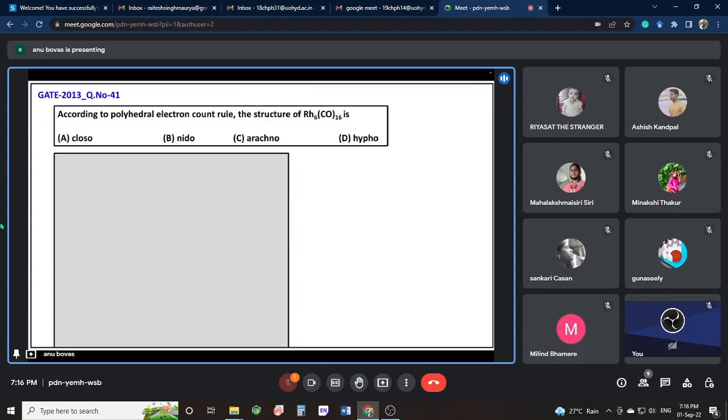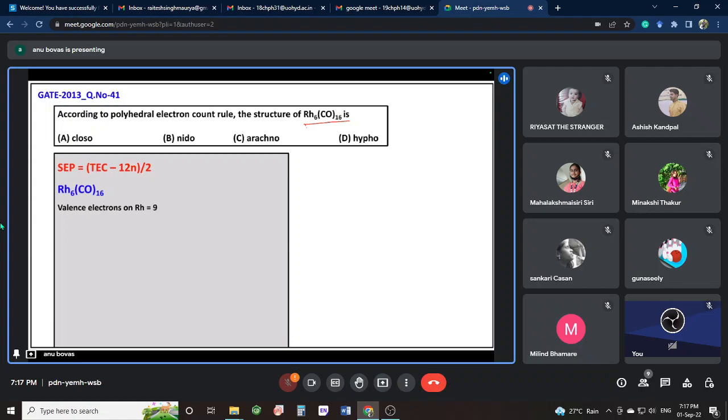According to the polyhedral electron count rule, the structure of Rh6(CO)16 is. Four options are given: closo, nido, arachno, hypo. So among these, what is the structure? We should know how many skeletal electron pairs this particular cluster has. The equation for skeletal electron pairs is total electron count minus 12n, divided by 2. The given cluster is Rh6(CO)16.